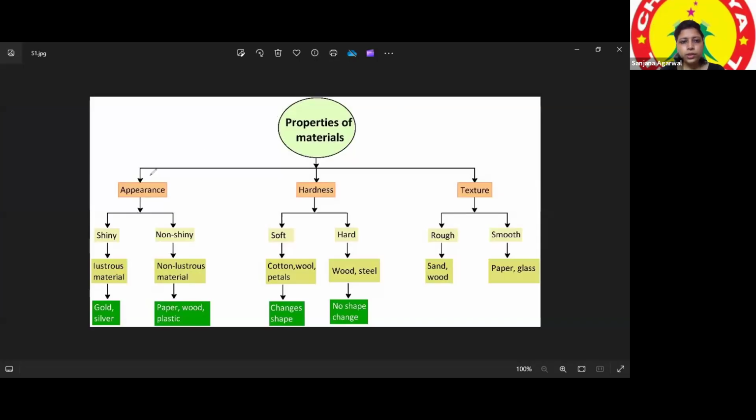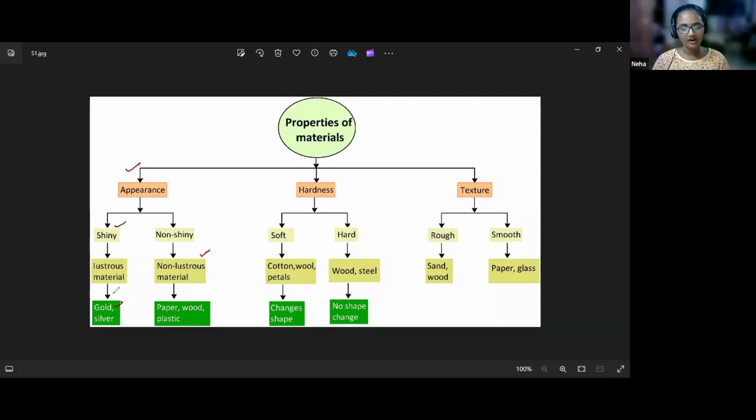Okay, so look, properties of material on the basis of appearance: we have shiny, the other name is lustrous material, or non-shiny, meaning non-lustrous material. Examples of lustrous are gold, silver. State more examples of lustrous material.